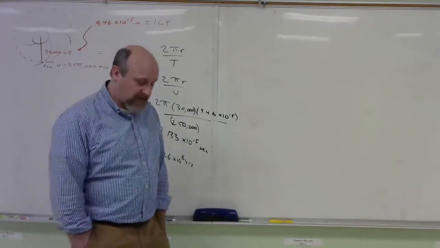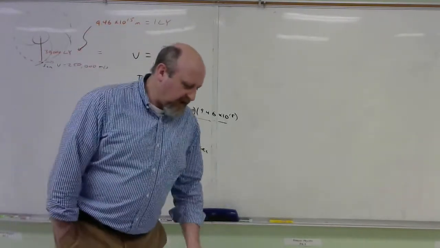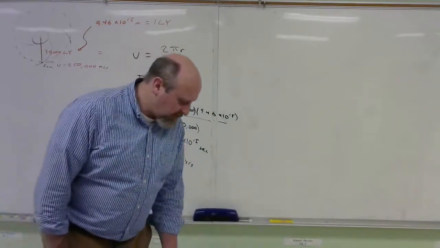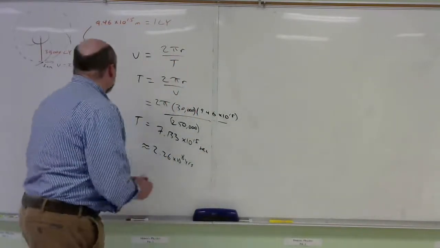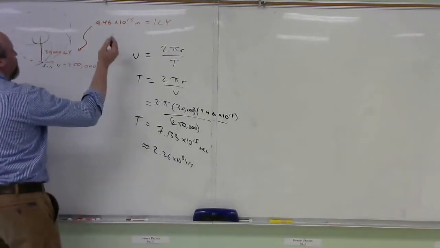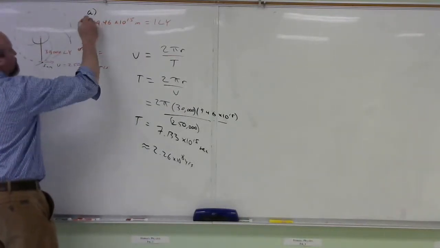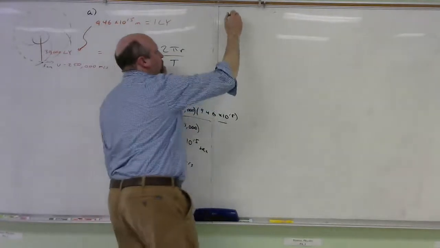Okay, I'm going to accept that value. I really feel like I had to double check that one, but we'll say that's it. So that's part A, finding the period of the orbit. Now I do part B.